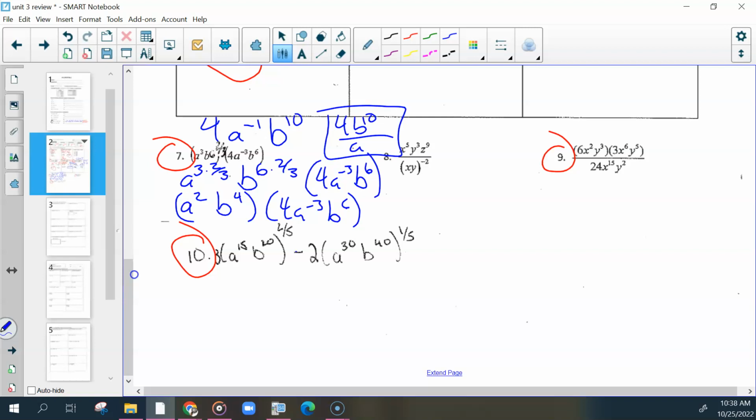For 9, I would say do what's in your numerator first and then focus on your denominator. So we're multiplying. Actually multiply your numbers and then do what with your exponents? If we're multiplying like bases, add. So x to the 8th, y to the 8th also.